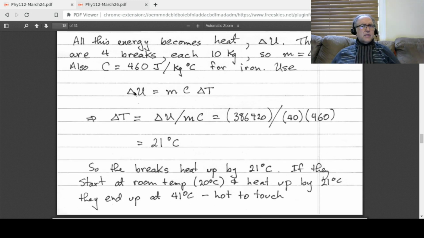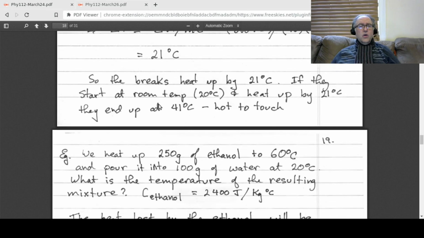That kind of makes sense. So that's not the final temperature of the brakes, so don't confuse that. That's how much the temperature went up. Suppose the brakes start off at 20 degrees Celsius, which is room temperature, and you come to a halt. The brakes will heat up by 21, and so they'll reach 41 degrees Celsius. Once the brakes heat up to 41 degrees Celsius, the energy's all been absorbed.